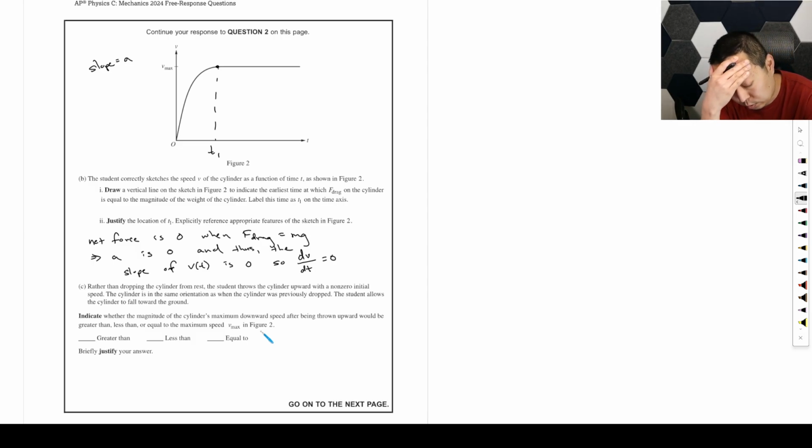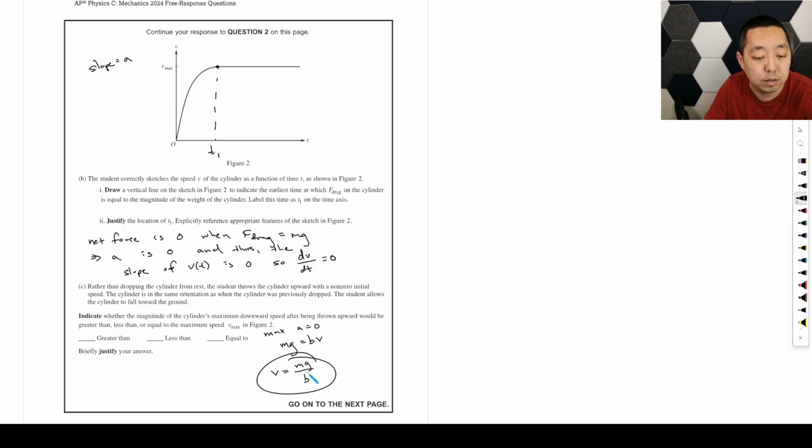After being thrown upward, well, it's going to be equal because ultimately we're going to have mg equal to bv still. The maximum downward speed after being thrown upward would be the same. Well, the maximum speed occurs when a is 0, right? That's what we said here. And that occurs when these two forces are equal. v is equal to mg over b, and none of those are going to change. So the mass, g, and b are constant, right? So that would be my justification there.